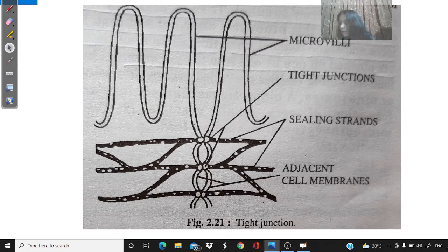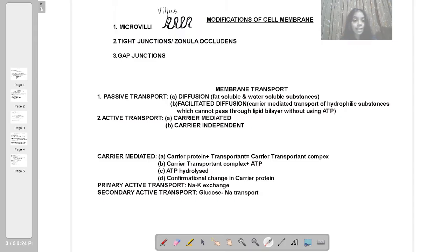So gap junctions and tight junctions, these are two very important modifications of cell membrane. Okay. Now, next, the topic we are going to discuss is a very important topic, and it is about membrane transport.